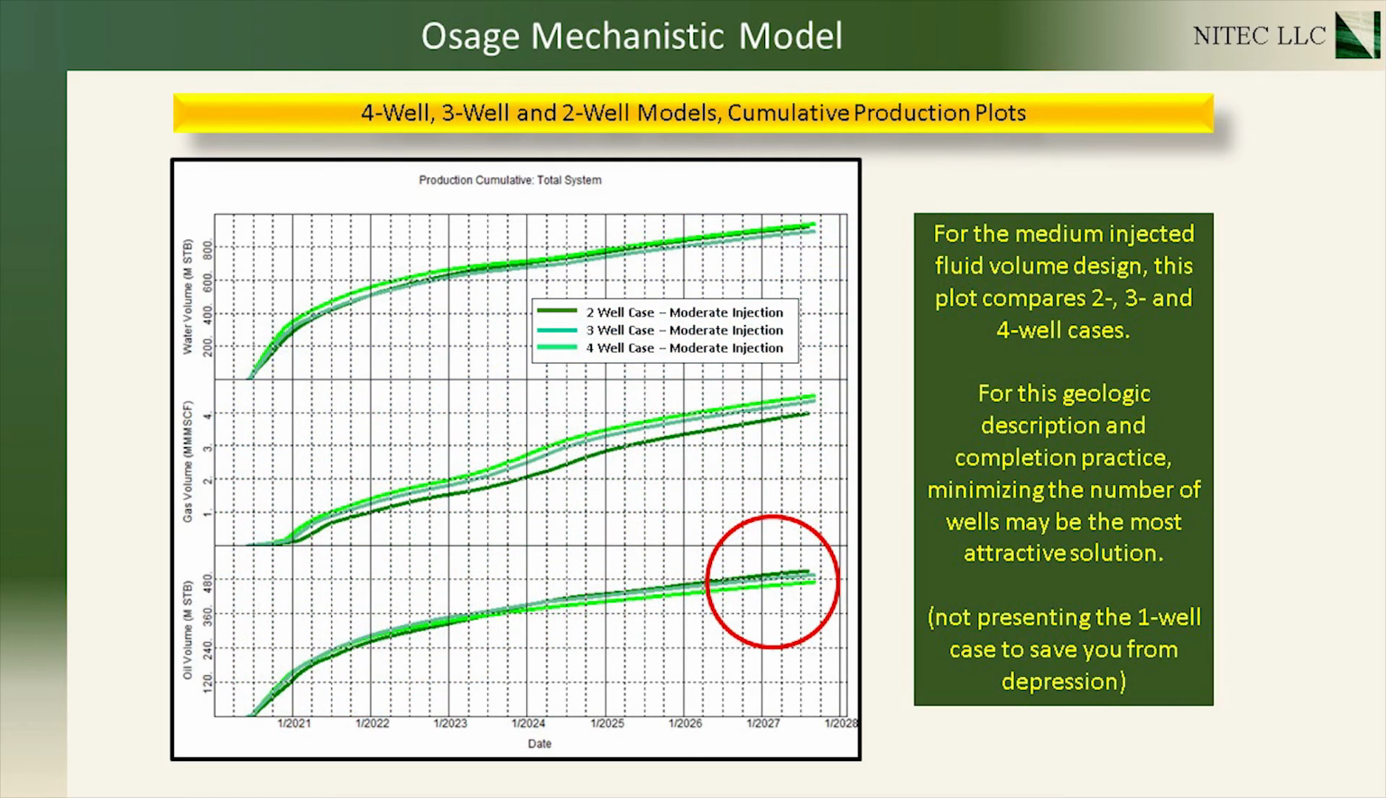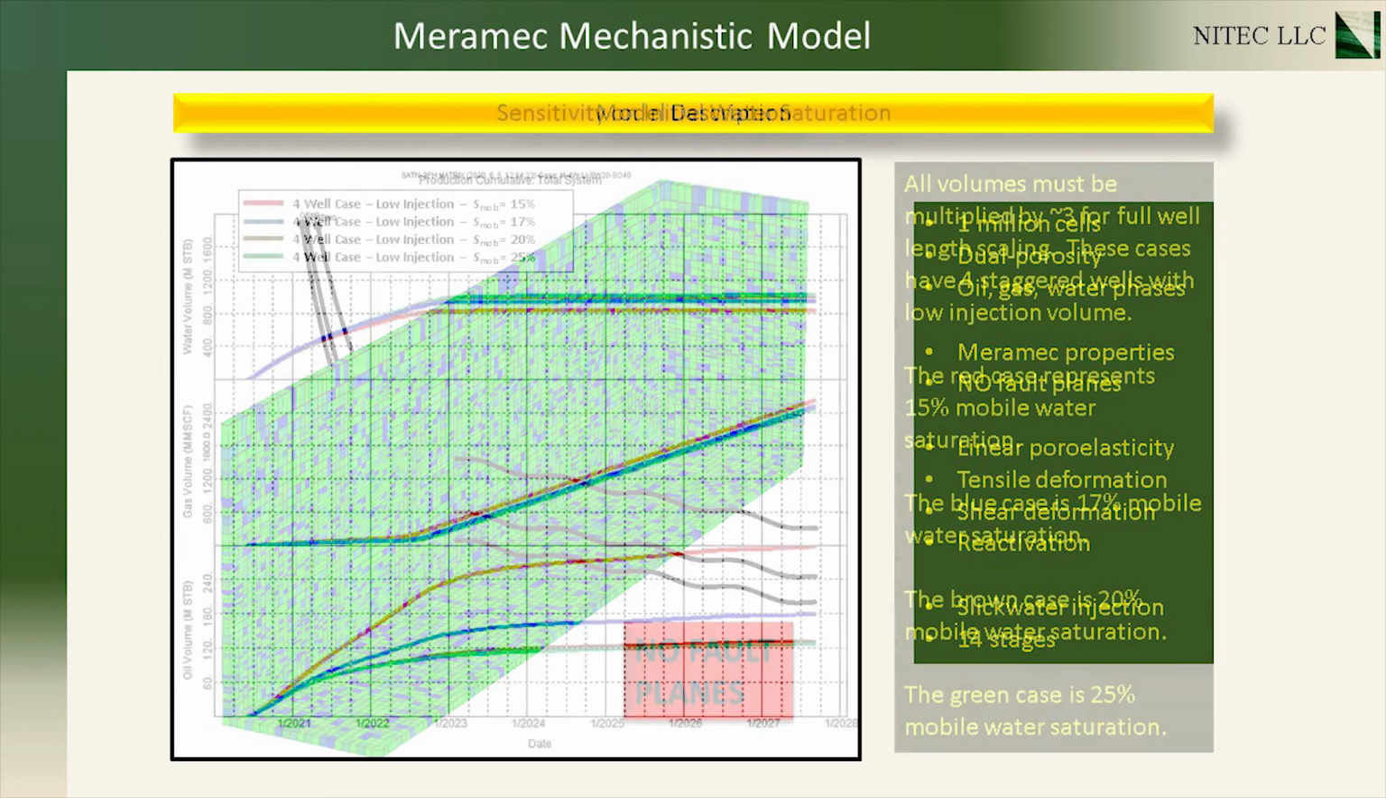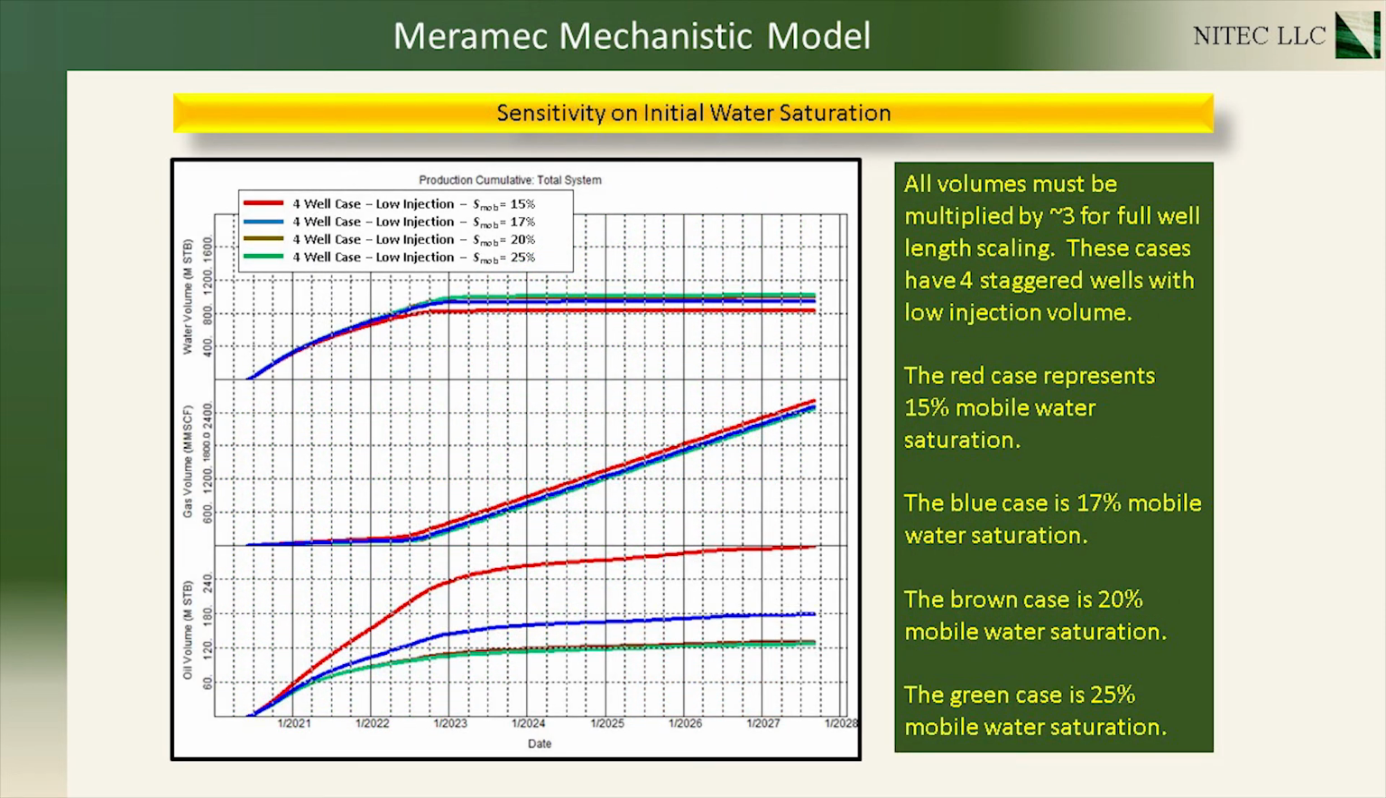Next, we move on to an analysis of the Meramec. This model is similar to the previously discussed Osage model, except the petrophysical properties are populated from the distribution characteristic of the Meramec. Most importantly, in this Meramec model, there are no discrete fault plains. In this model, we are exploring parts of the stack that are not so thoroughly faulted as our original study area. However, we are still interested in probing the water-oil flow dynamics of this model.